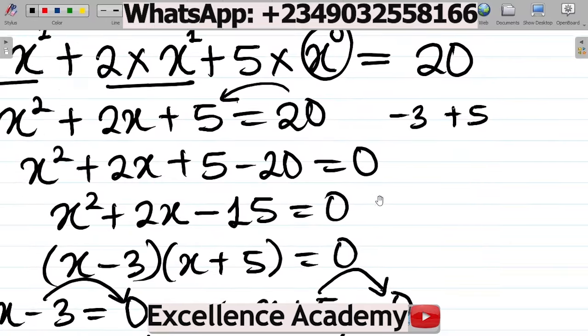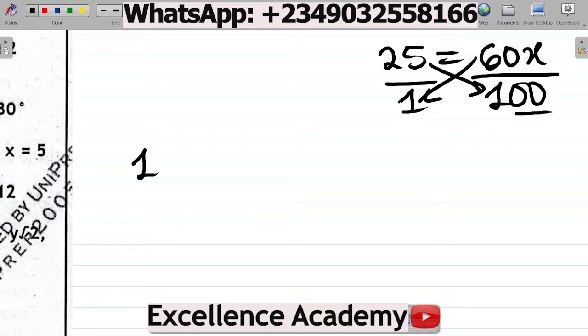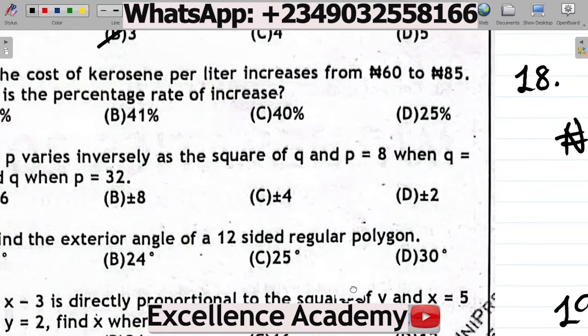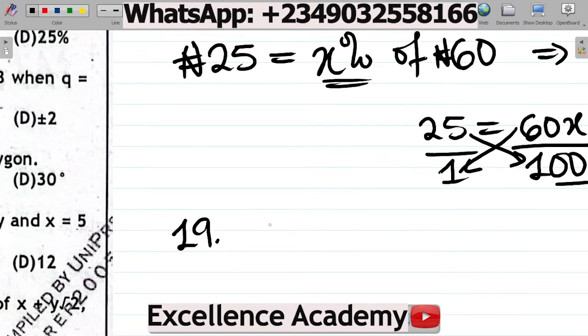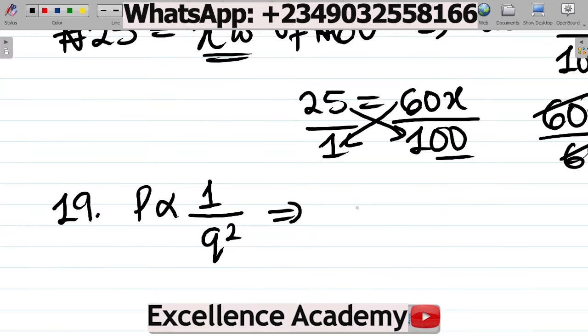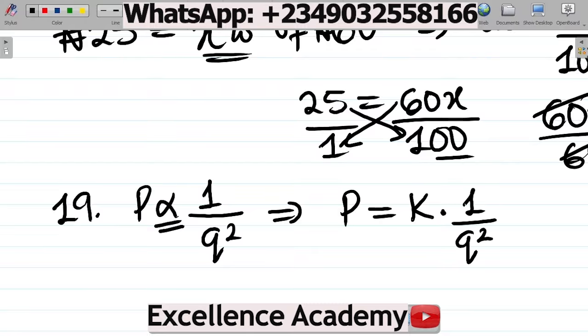For question number 19, what do we have there? They said P varies inversely as the square of Q. So P inversely, that's 1 all over the square of Q, that's Q squared. What do you have here? We have that P, replace the proportionality sign with equal to and K, multiplied by what you have here, 1 over Q squared. That's 1 all over Q squared.